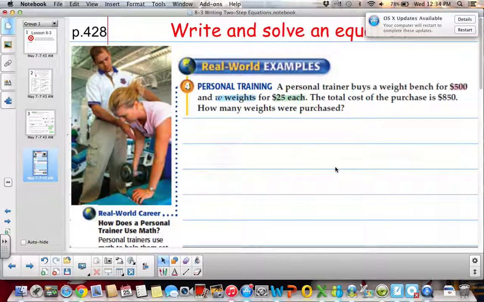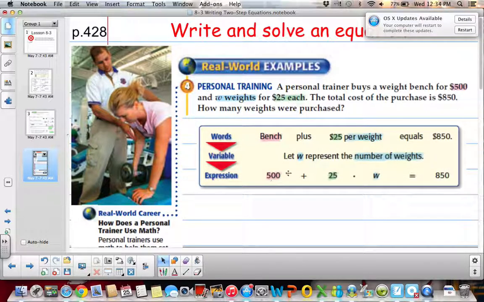A personal trainer buys a weight bench for $500 and W weights for $25 each. The total cost of the purchase is $850. How many weights were purchased? So we buy the weight bench for $500 and then a certain amount of weights. We don't know how many, but they were $25 each. So that tells us right there that we're going to have 25 times W, because however many weights we bought, we have to multiply it by 25. The weight bench is $500 alone, so that's going to be by itself. So here we have our weight bench, 500, plus 25 times W equals 850.